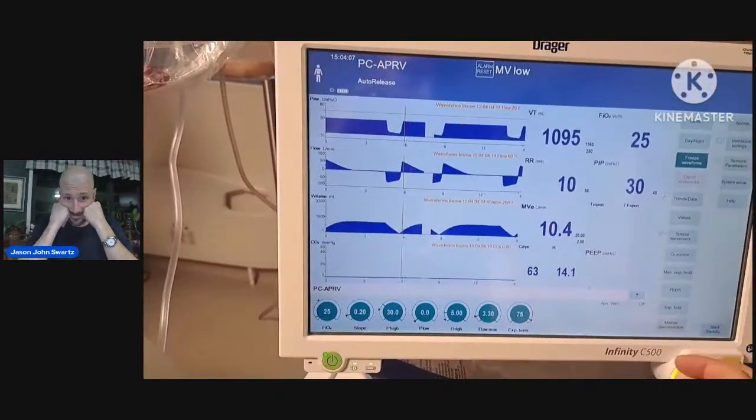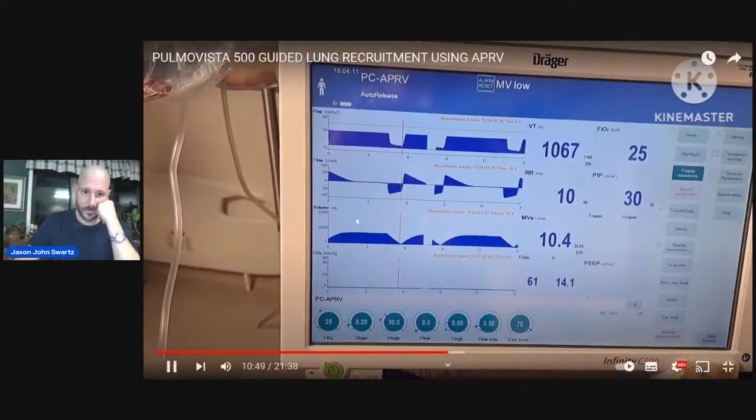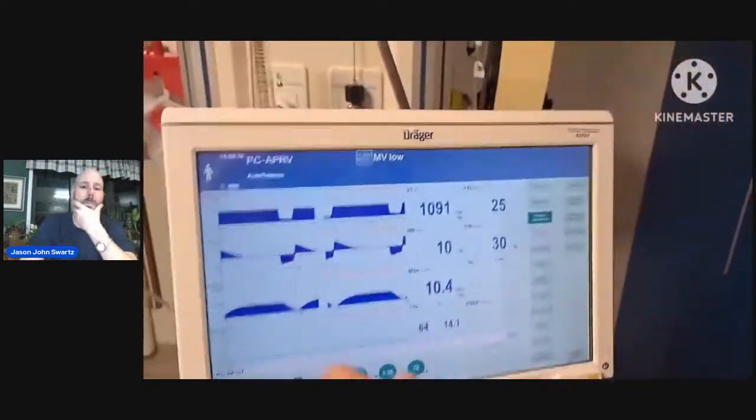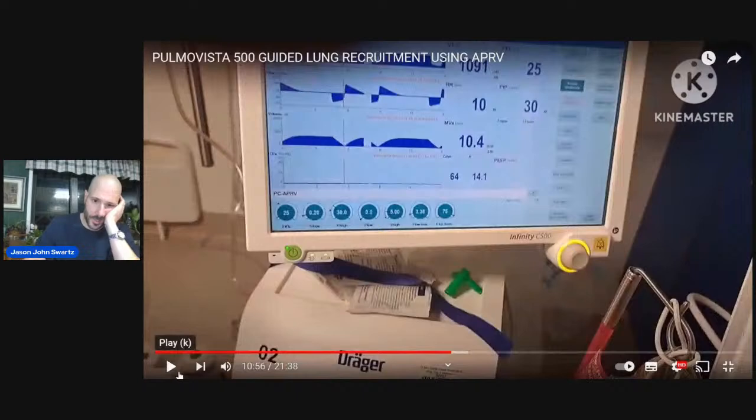See, notice the release here. Look, it stops right there. It doesn't go down to 0. So we're not having these large delta P fluctuations. It's basically purposely air trapping. We're purposely auto-PEEPing. That's why we set the P low at 0, and we create a very brief release.